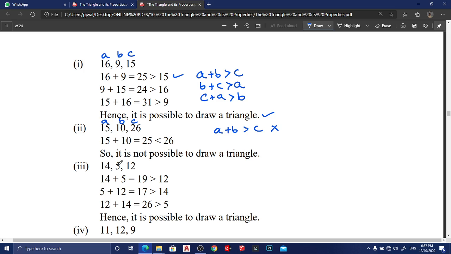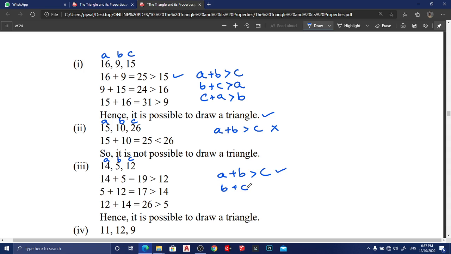Next, take the third one, which is 14, 9, 12, as a, b, c. Now check whether a plus b is greater than c or not. 14 plus 9, which is 23, is greater than the third side 12, so it is satisfying.